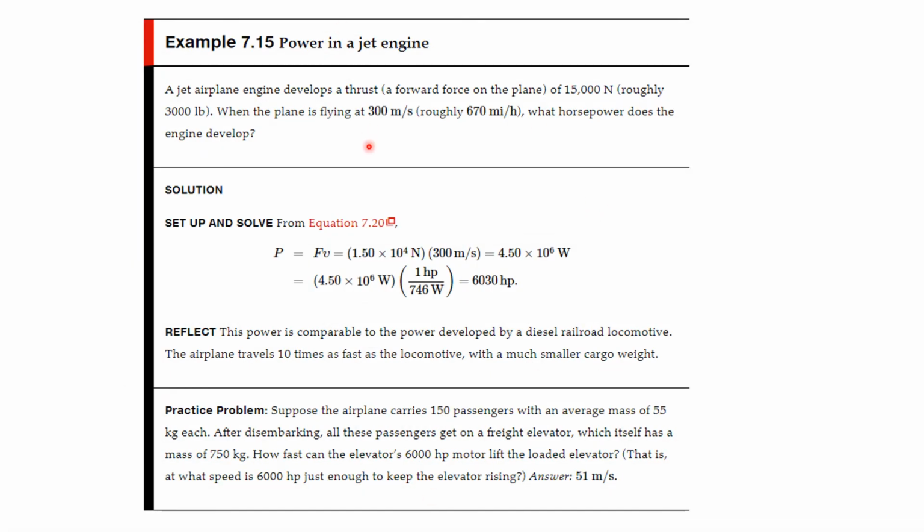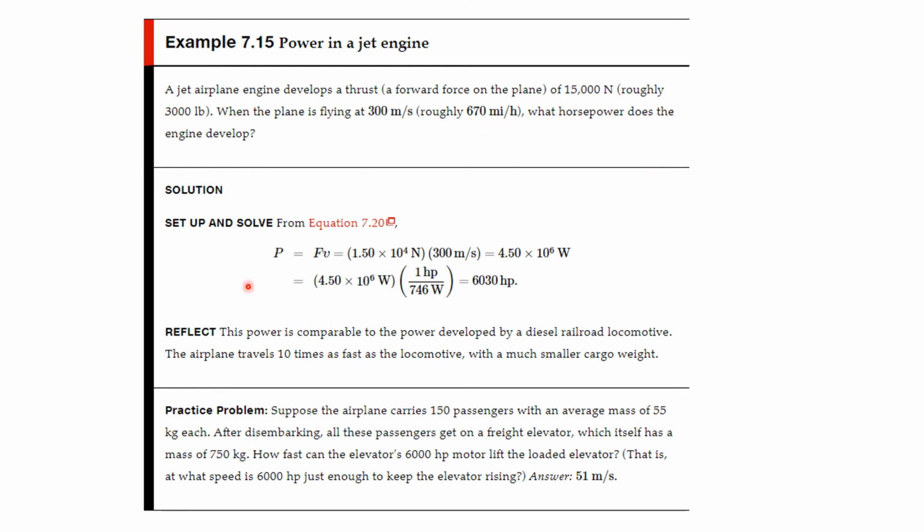Let's look at another example. A jet airplane engine develops a forward force on the plane of 15,000 newtons, and that's this many pounds, when the plane is flying at 300 meters per second, roughly 670 miles per hour, a speed that a plane might fly at. What horsepower does the engine develop?